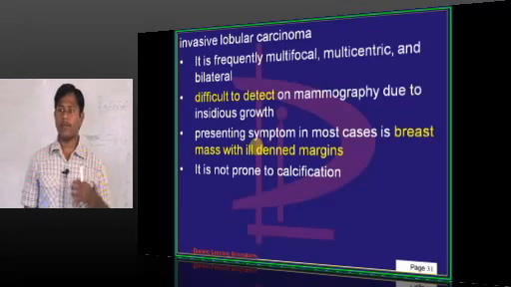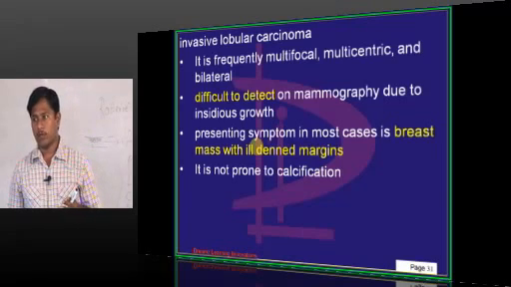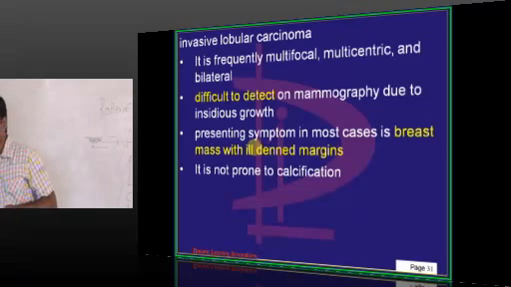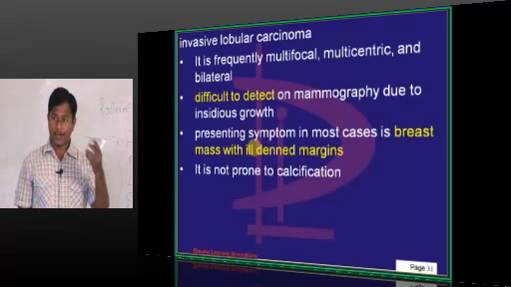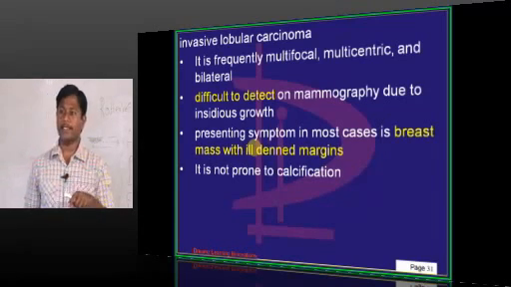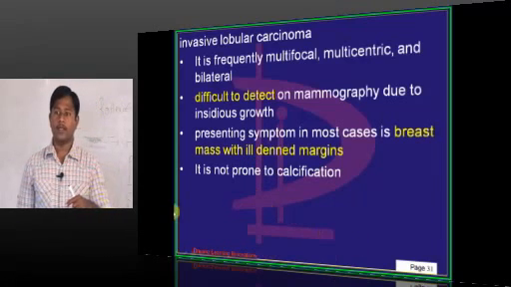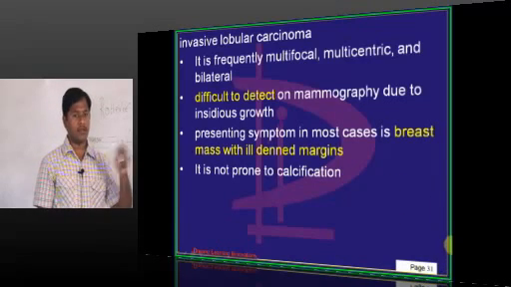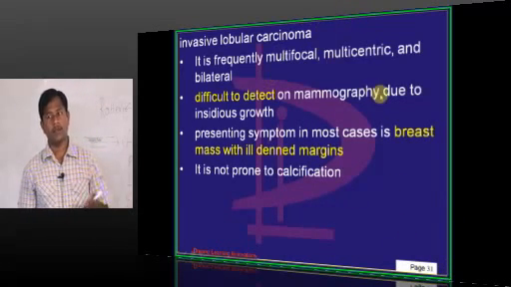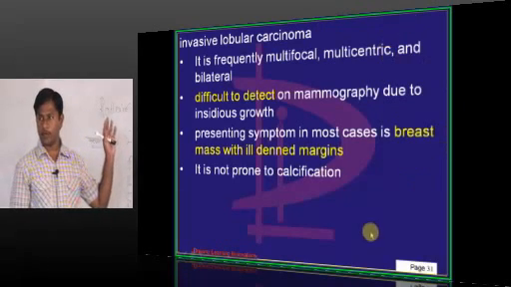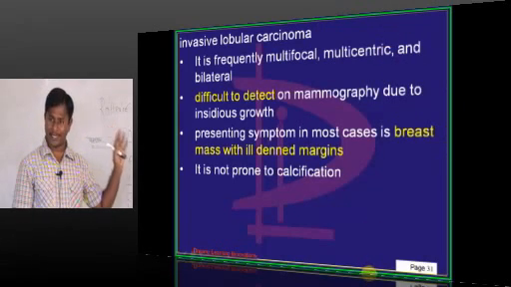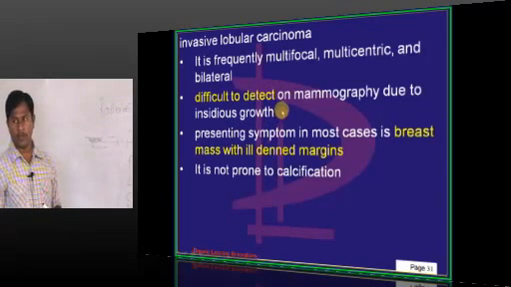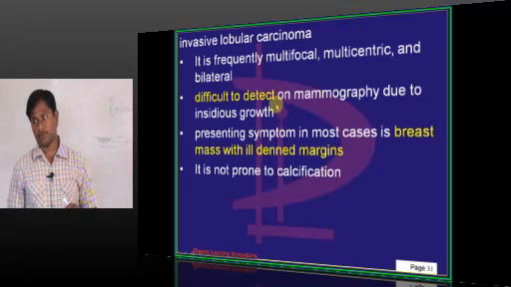Okay, what is multifocal? What is multicentric? If there are one or more tumors within the same quadrant, then it is multifocal. Within different quadrants, it is multicentric. If it is in both breasts, then it is bilateral. So most commonly lobular carcinoma presents as multifocal or multicentric, and majority of times they are difficult to detect on mammography because they don't have calcifications.